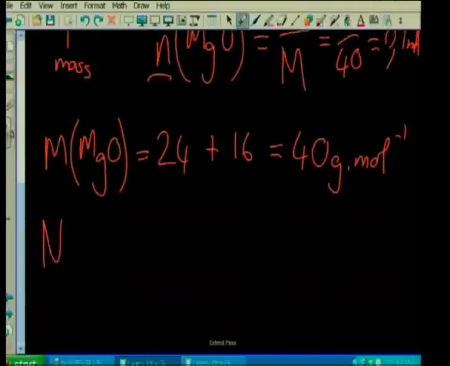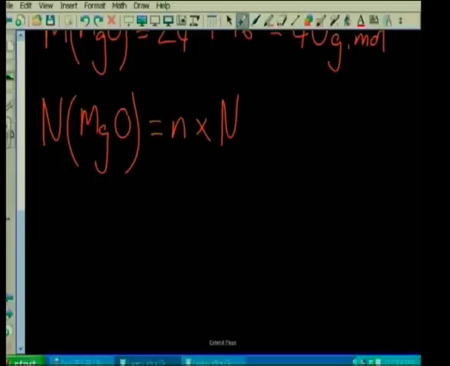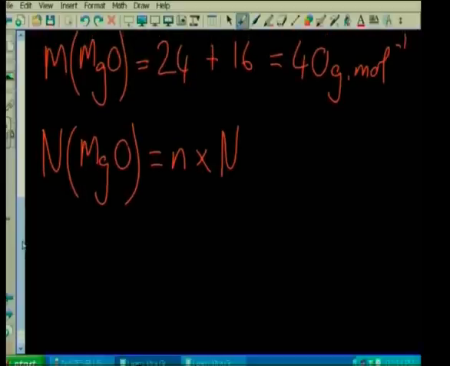Now here becomes the issue. I want to find the number of these particles. Magnesium oxide is an ionic compound, so I'm going to treat the whole thing as if it was a molecule, MgO. I want to find the whole number, and I've got 0,1 moles of this. How many molecules or particles have I got, or units of Mg and O? I'm going to say it's the number of moles times Avogadro's number.